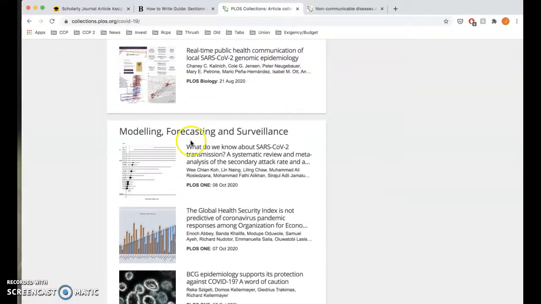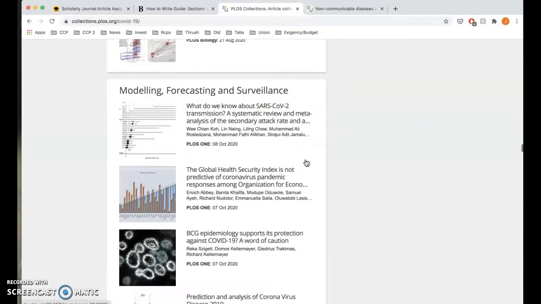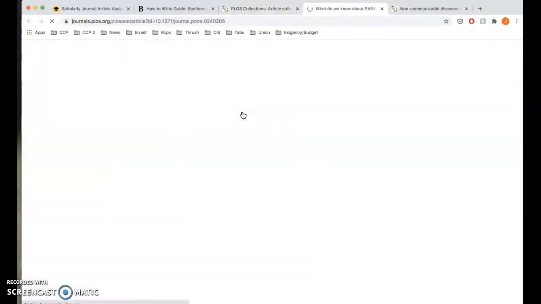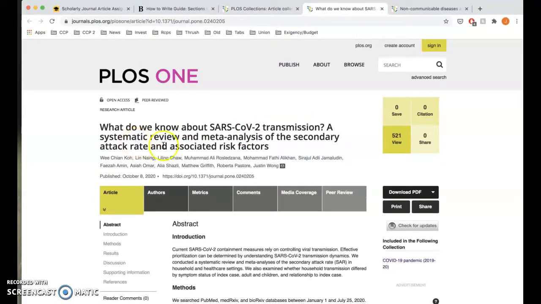The next section: Modeling, forecasting, and surveillance. What do we know about SARS-CoV-2's transmission? A systematic review and meta-analysis of the secondary attack rate. I got to click on this to get the whole title. Of course, it was just about to load. The secondary attack rate and associated risk factors. And you'll notice in the sciences, you get a lot of teams working together. You have almost 10 authors here.